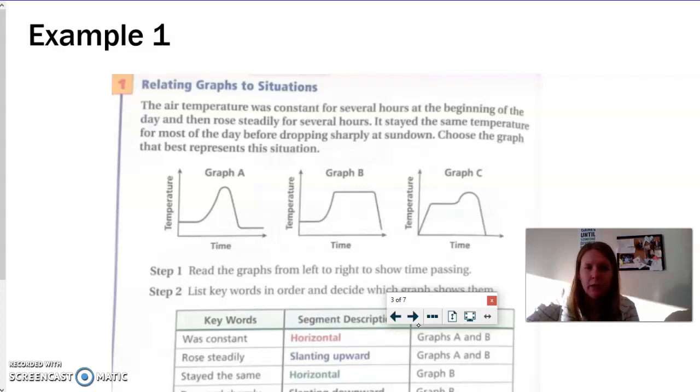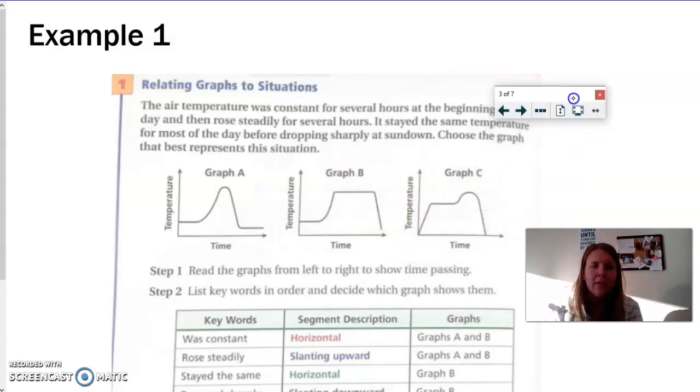Now, just looking at it, for the most part, I see that they're all going up and then they're all going back down. So they say, step 1, read the graph from left to right to show time passing. So just like I said, it's going up, staying, going back down. Going up, going down. Step 2 is list keywords in order to decide what graph shows them.